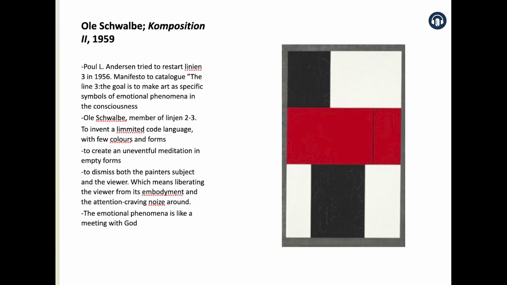Paul Gadegaard Andersen tried to restart Linien 3 in 1956, with a manifesto and catalog. The goal of Linien 3 is to make art as specific symbols of emotional phenomena in the consciousness. Uwe Schwalbe, member of Linien 2 and 3, wanted to invent a limited code language with few colors and forms, as we see with Mondrian, for example, and to create an uneventful meditation in empty forms. Dismiss both the painter's subject and the viewer, which means liberating the viewer from embodiment and the attention-craving noise around. The emotional phenomena is like a meeting with a god.